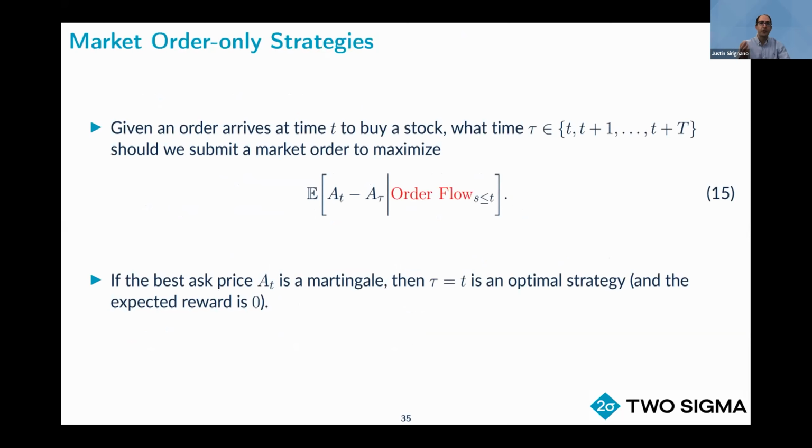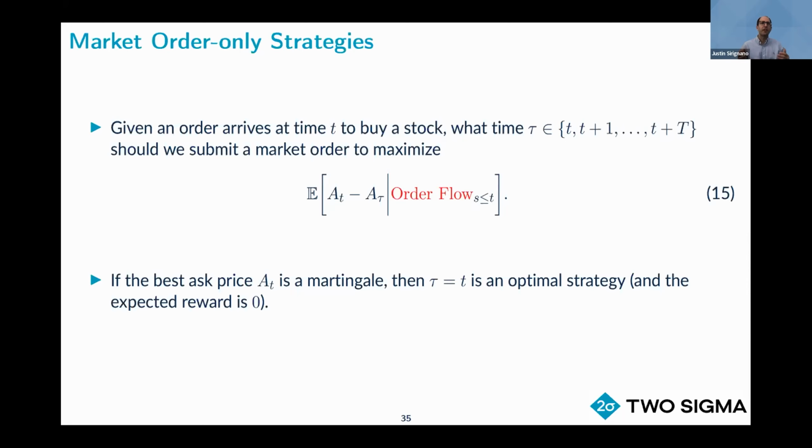We will first consider market order only strategies. Given an order arrives at time t to buy 1 share of a stock, how should we select the time tau to submit a market order to execute the trade? We would like to buy the stock for the best possible price. That is, we would like to maximize equation 15, where our strategy for selecting tau can be a function of the order book. In reinforcement learning terminology, equation 15 is referred to as the expected reward.